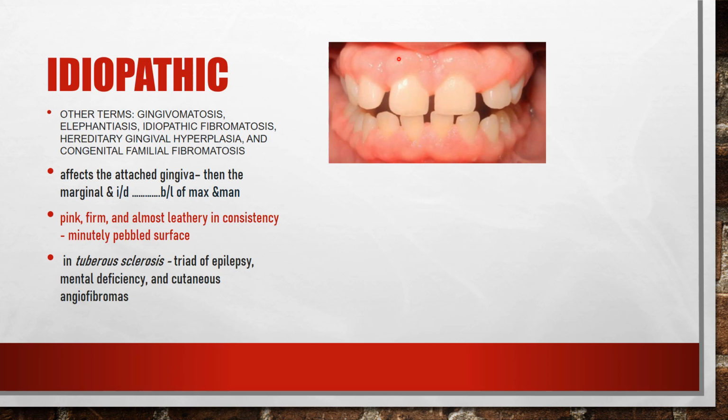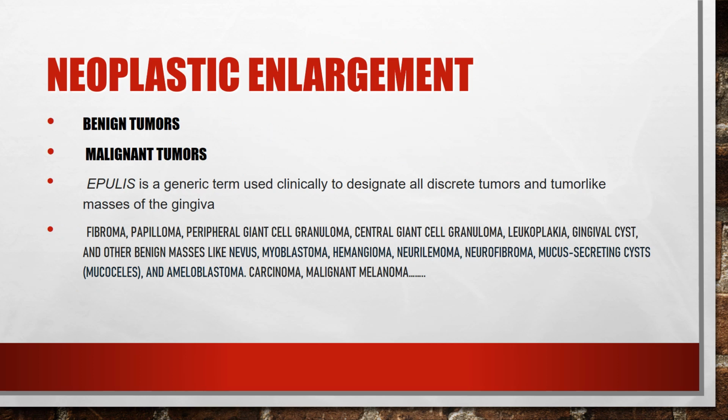It appears very pink, firm and of leathery consistency. That is mostly due to the increase in the fibrous component. That is why it appears as a leathery consistency, and a minutely pebbled surface can be seen. It can be seen in some disease conditions, that is tuberous sclerosis, a triad of epilepsy, mental deficiency, and cutaneous angiofibromas. So that's all about idiopathic gingival enlargement.